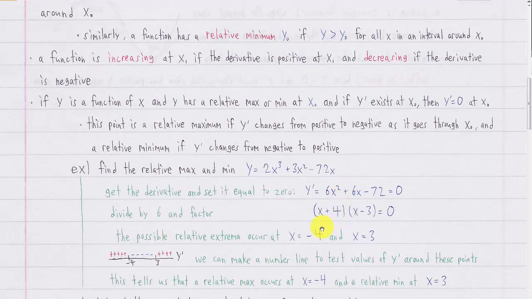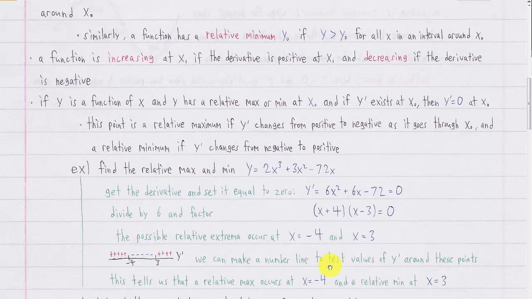So we see that the derivative is 0 at these points, -4 and 3. So these are the possible x values that a max or min could occur at. And by the way, you'll also hear these points, the x values where the derivative is 0 or undefined, sometimes called critical points. So we want to test these critical points to see if they are actually a relative max or min.